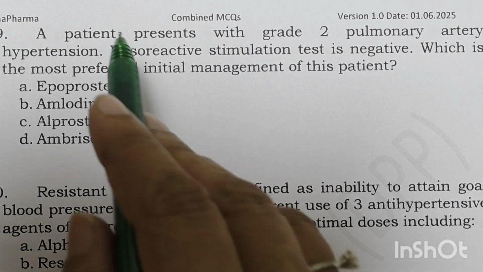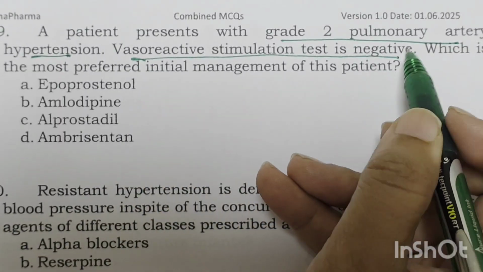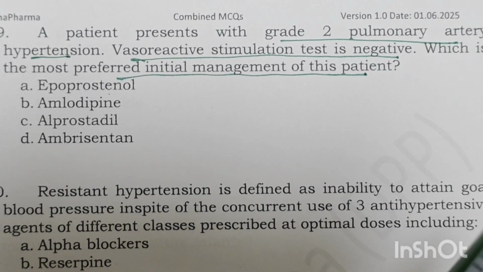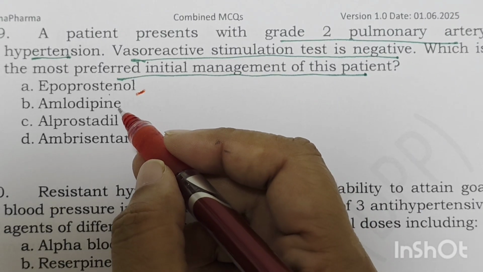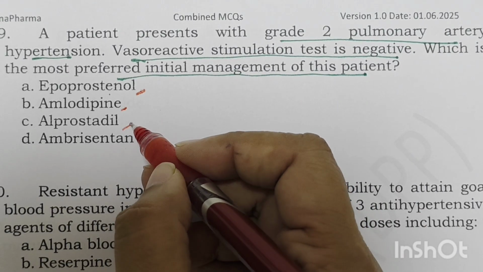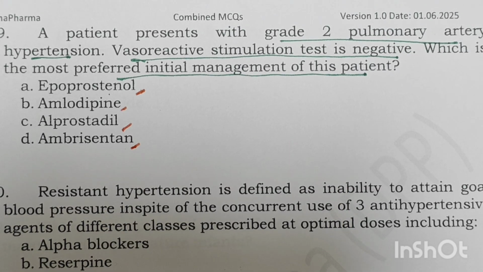Coming to the next question, a patient presents with grade 2 pulmonary artery hypertension. Vasoreactive stimulation test is negative. Which is the most preferred initial management? What are the options given? Epoprostenol, which is a prostacyclin analog, amlodipine, which is a CCB, now alprostadil, which is again a prostaglandin analog, and ambrisentan, which is an endothelin receptor antagonist.